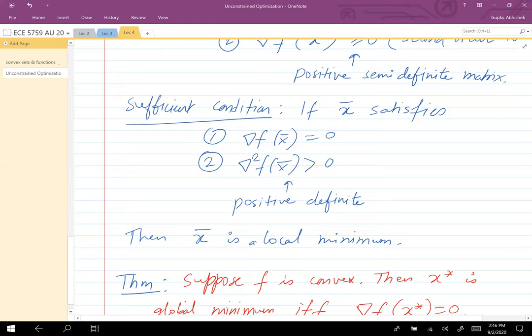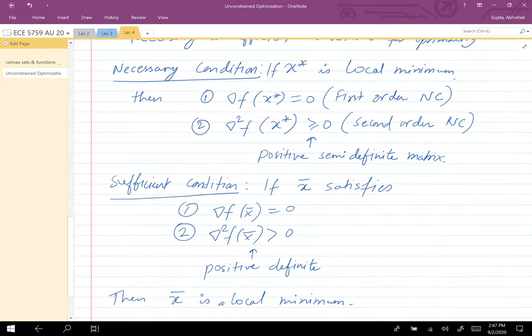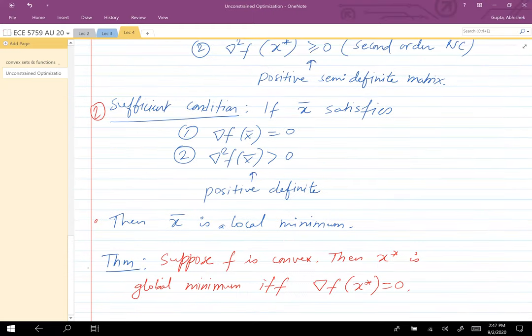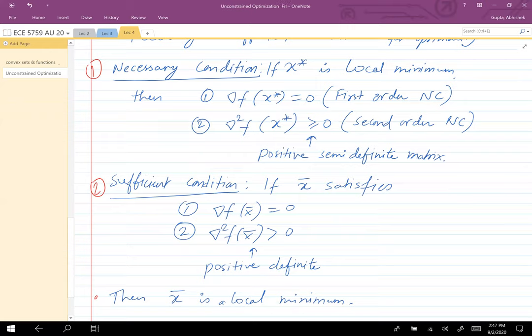Professor, I have a question. Yes. So is X bar being a local minimum both a sufficient and a necessary condition, or is X bar being a local minimum just a sufficient condition for it to be an optimal solution? So you're talking about theorem 1, theorem 2, or theorem 3? Theorem 1 and 2.